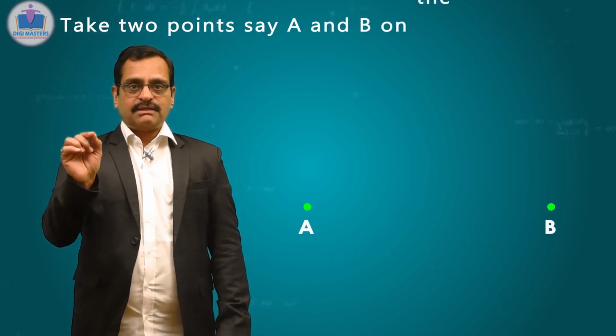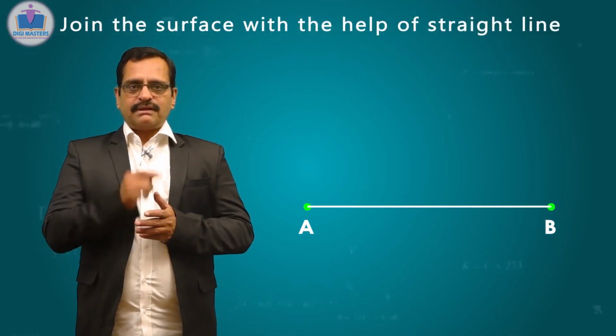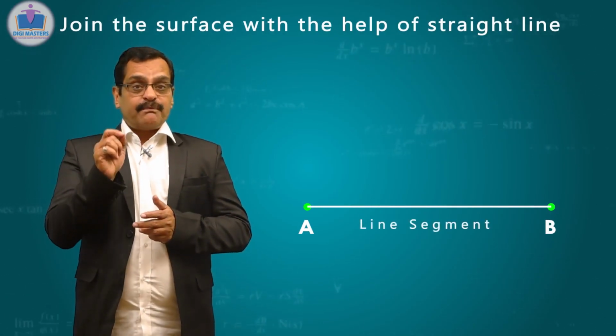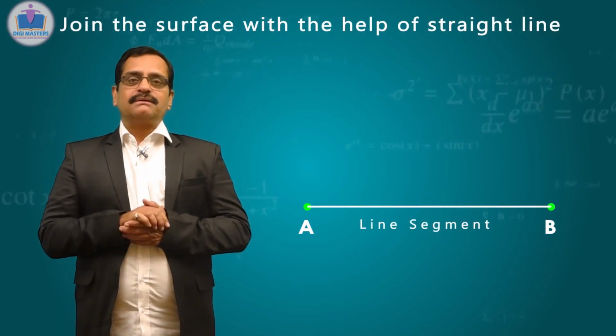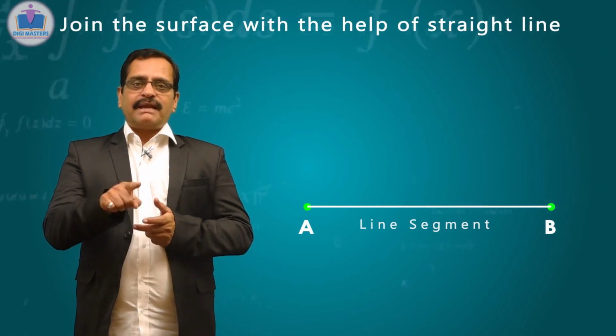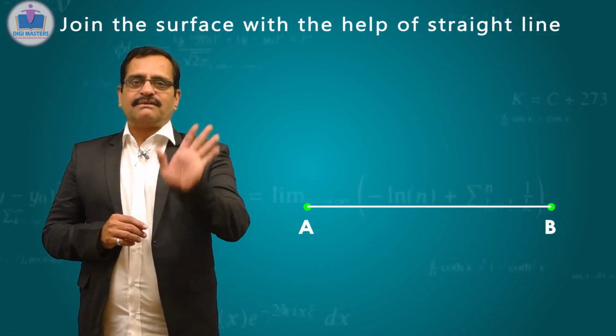Take 2 points, say A and B, on the surface. Join them with the help of a straight line, to make a line segment. If every point of the line segment again belongs to the same surface, then that surface is called a level surface.